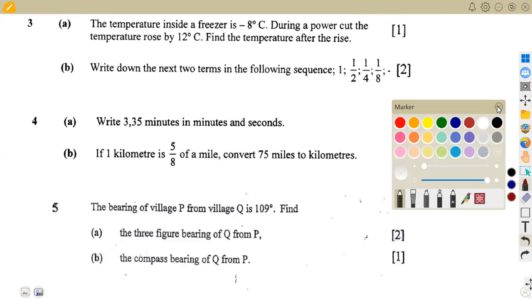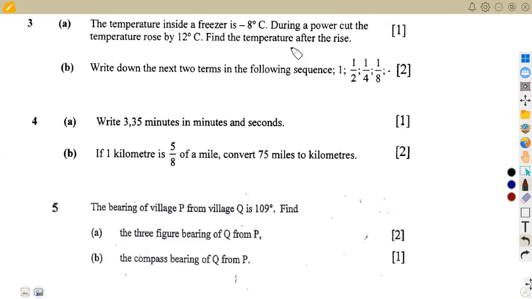Then what are they trying to ask here on question 3, whereby we are given to find the temperature after the rise? The temperature inside a freezer is -8. This is our initial temperature. During a power cut, the temperature rose by 12 degrees Celsius. It rose, meaning there's an increase in this case. Find the temperature after the rise.